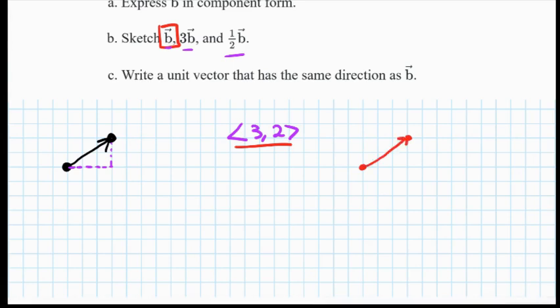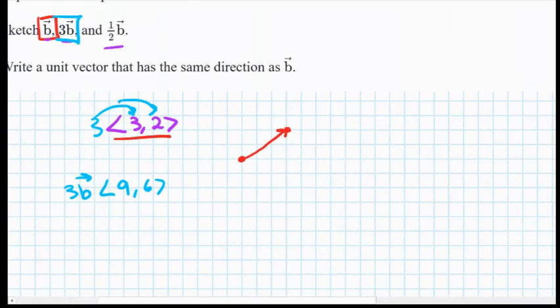For 3b, I'm doing the same thing, but I'm going to multiply 3 into each of the components. So the vector 3b is going to have the components 9, 6. Again, if I start this in space, I'm going to go 9 units to the right. 1, 2, 3, 4, 5, 6, 7, 8, 9. Then 6 units up, and draw as straight of a line as I can, which gives me 9, 6. That's 3 times the b vector.